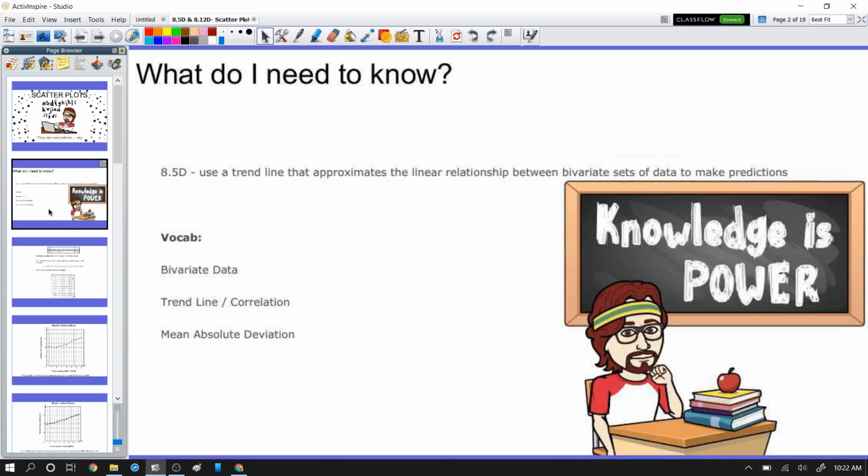Mean absolute deviation is something that is a lesson all on its own. So the thing that we're going to focus on right now is using a trend line and then trying to estimate a y equals mx plus b equation of the line. That will help you estimate what's going to take place, also called extrapolation.